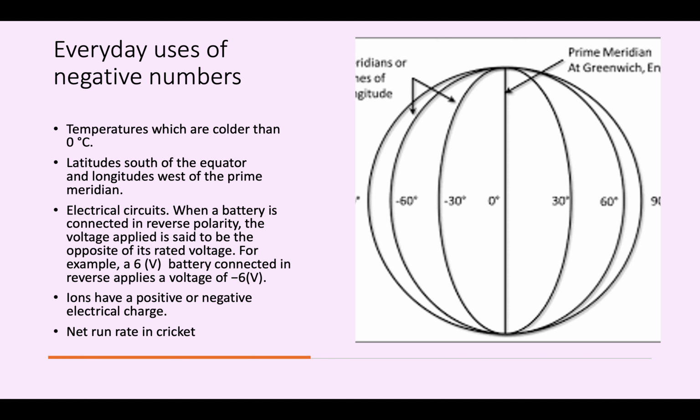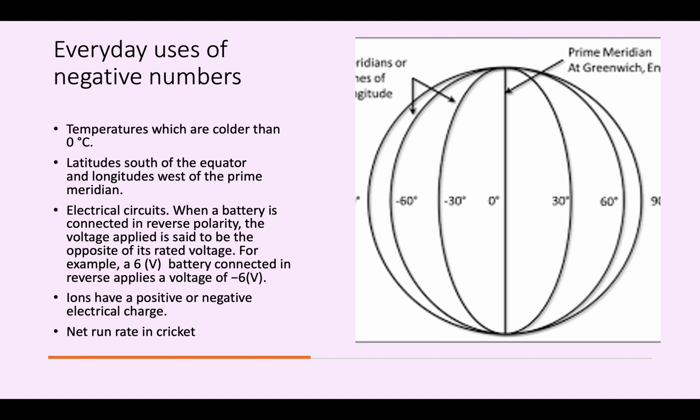Electrical circuits. When a battery is connected in reverse polarity, the voltage applied is said to be the opposite of its rated voltage. For example, a 6-volt battery connected in reverse applies a voltage of minus 6 volts. Ions have a positive or negative electrical charge. Net run rate in cricket.